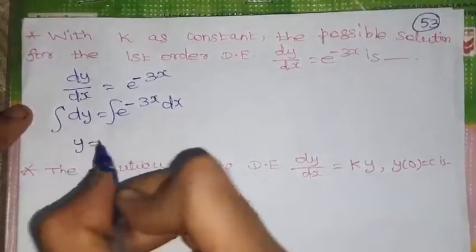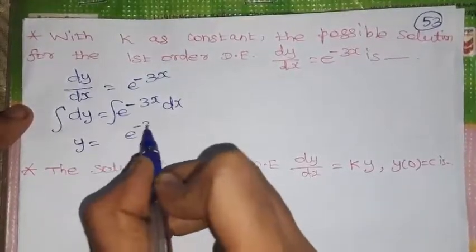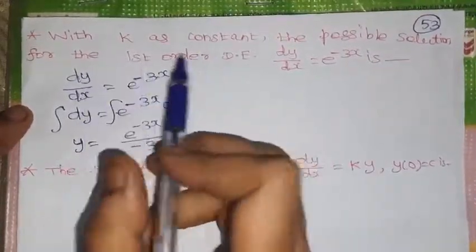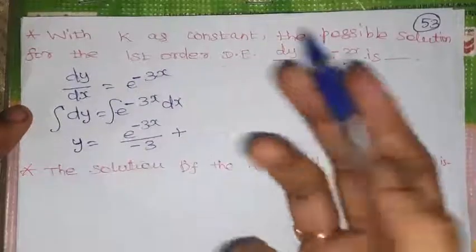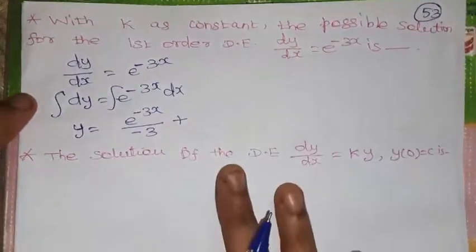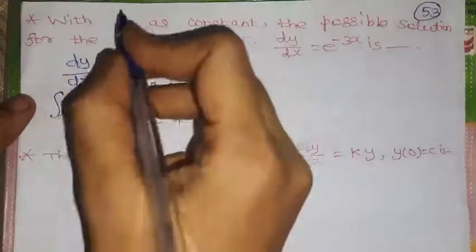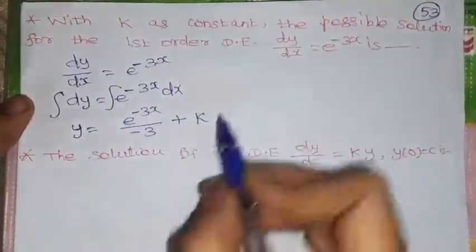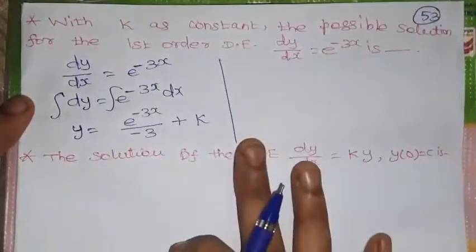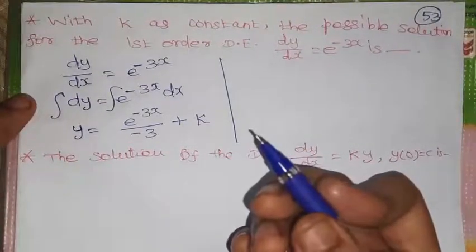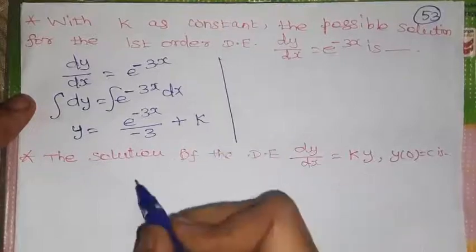Integral dy equal to y, e power minus 3x divided by minus 3 plus. So here in the problem itself, with k as constant, we will substitute k while integrating, we will add some constant, that constant be k itself. So that is what is given in the problem. Okay. So this is the solution. e power minus 3x divided by minus 3.